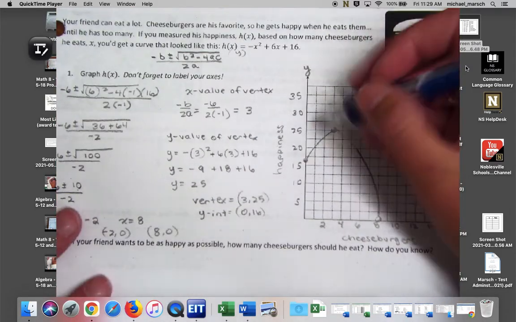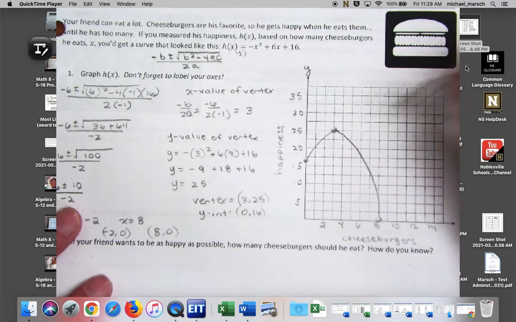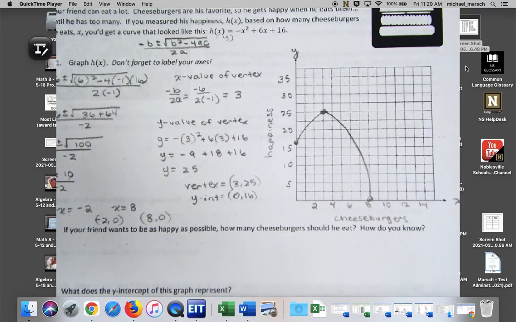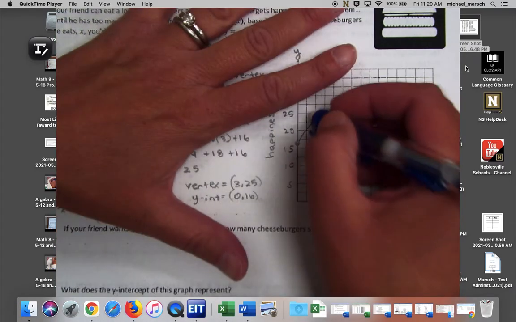I always have to fix it. I don't know if that helped. Anyway, now I have a parabola-ish looking graph.